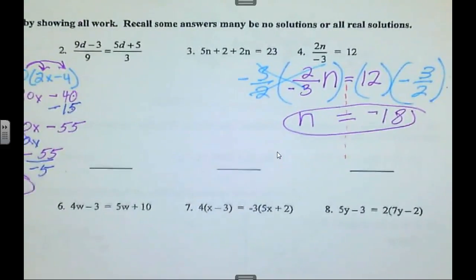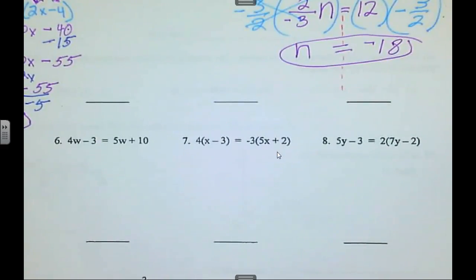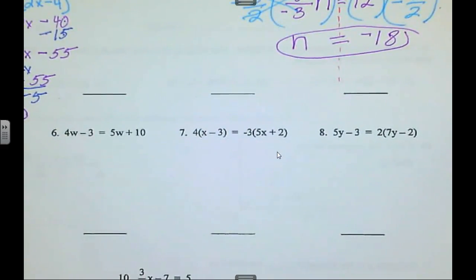Let's do a distributive property one. How about number 7? Caden, focus. Focus on your work, Caden. You too, Joey.